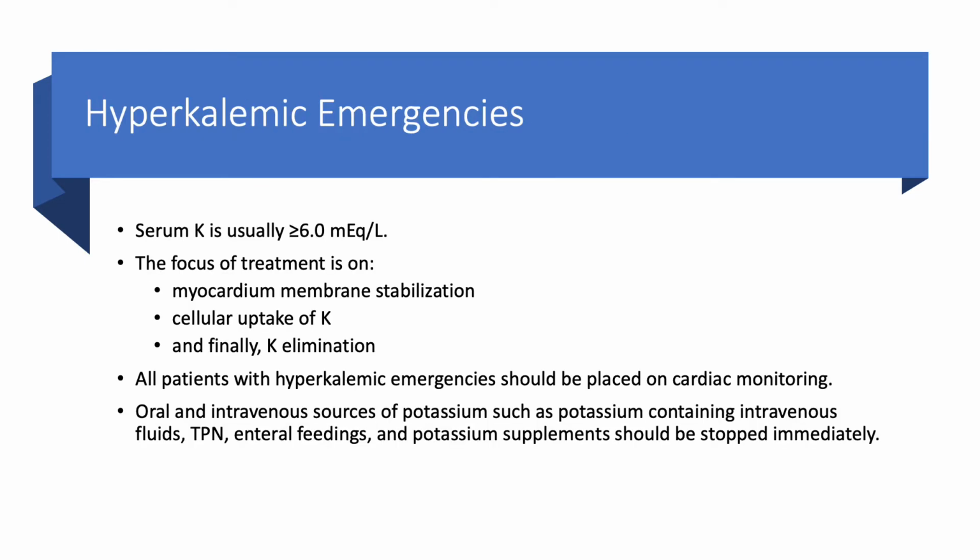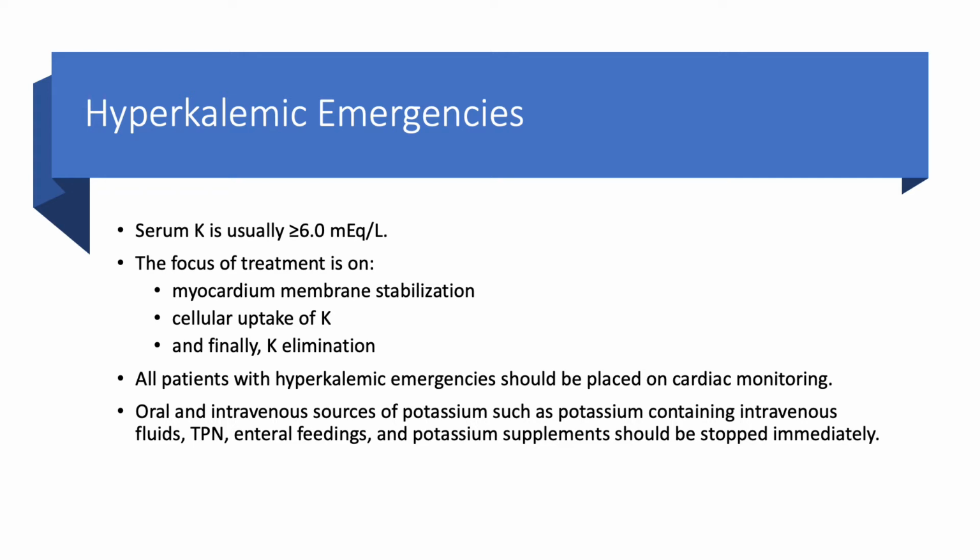Usually potassium is 6 and above, and we have to focus our treatment on 3 objectives. Number 1, we need to stabilize the myocardium membrane. We need to prevent arrhythmias. Number 2, we need to facilitate cellular uptake of potassium. And finally, we want to get rid of the potassium. We want to eliminate the potassium. And we do these steps in this order: stabilization, shift, and then elimination.